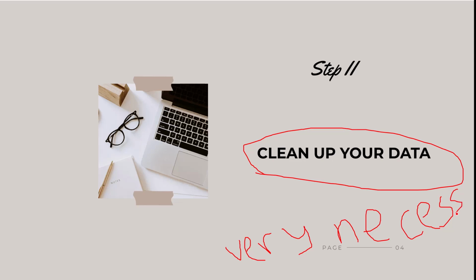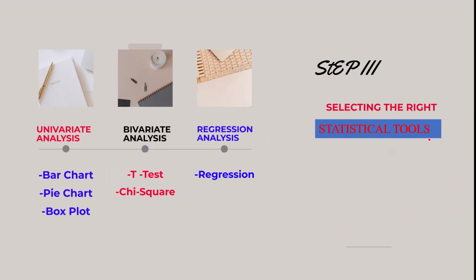The third step is to select the right statistical tools depending on what you want to achieve and the questions at hand. There are some approaches which you can follow. For instance, you can decide to treat each question on its own. In this case, we can call it univariate analysis. You can use bar charts, pie charts, box plots, even frequencies to handle questions in this regard.